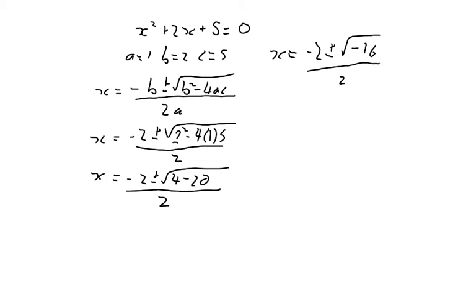Now negative 16. In previous videos you would have seen that we couldn't have solved this, but there would be no real solution. Which means if there's no real solution, then we have an imaginary solution. And I'll show you why.